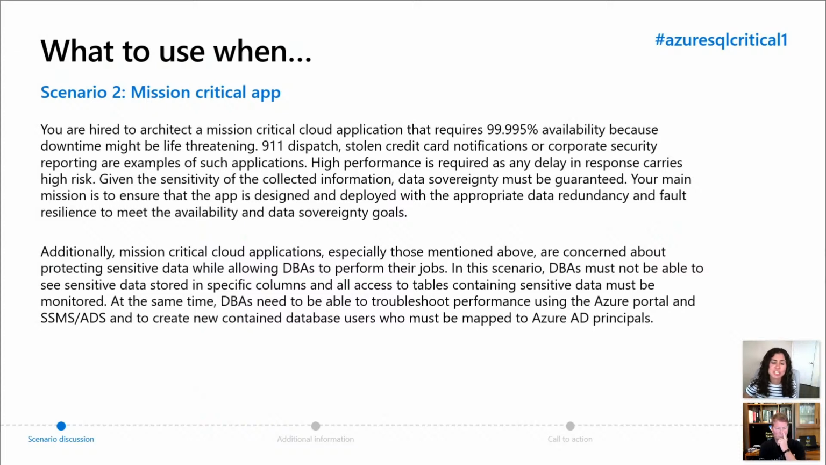Now, your main mission is to ensure that the app is designed and deployed with appropriate data redundancy and fault resilience to meet the availability and data sovereignty goals. So you're going to be thinking a lot about the availability module from last week here.